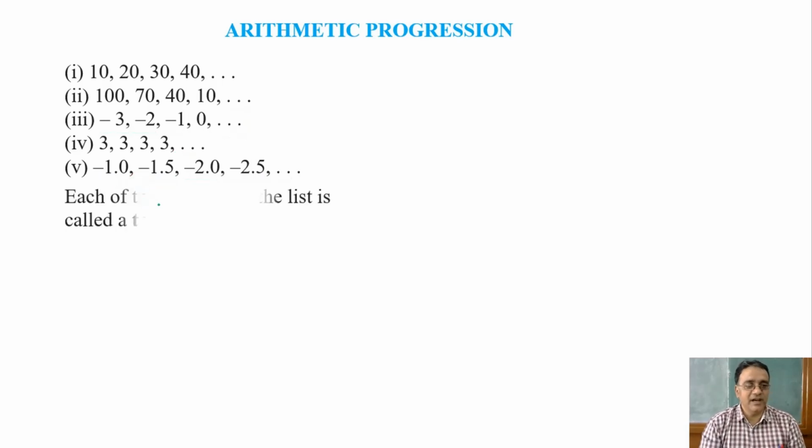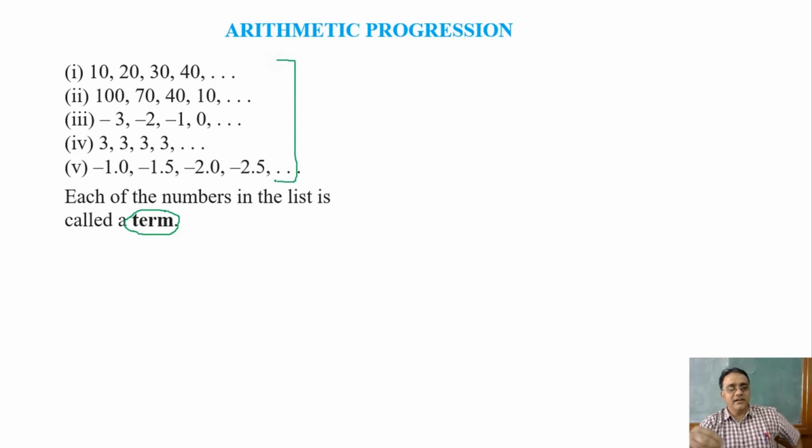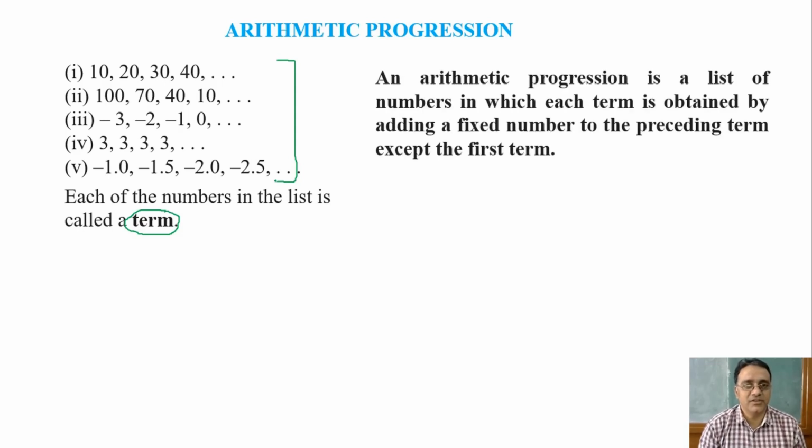Fine. So each of the numbers in the list is called a term. And what we are observing here is that we get the next term by adding a fixed number to its preceding term. That list of numbers is called an arithmetic progression. So an arithmetic progression is a list of numbers in which each term is obtained by adding a fixed number to the preceding term, except the first term. Why? Because the first term doesn't have any preceding term.